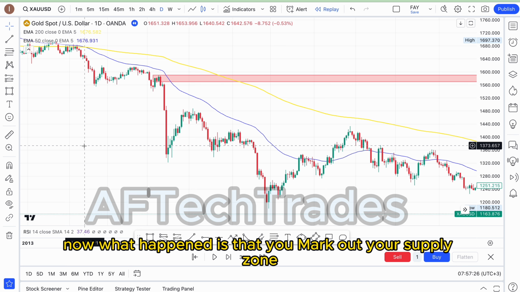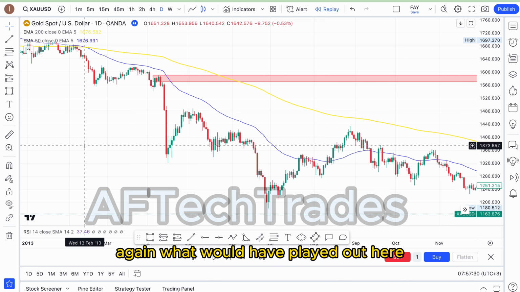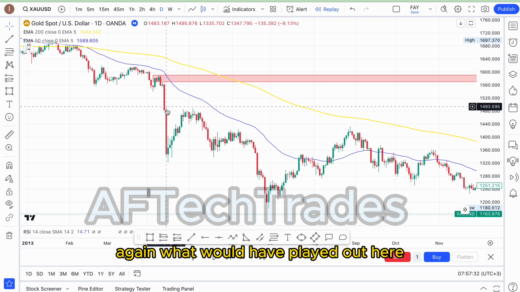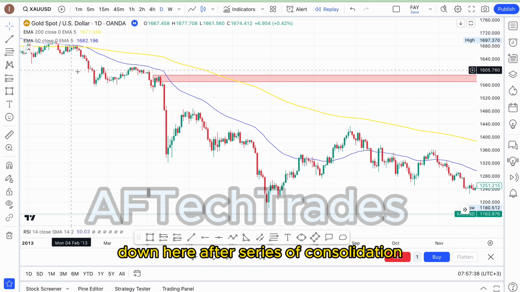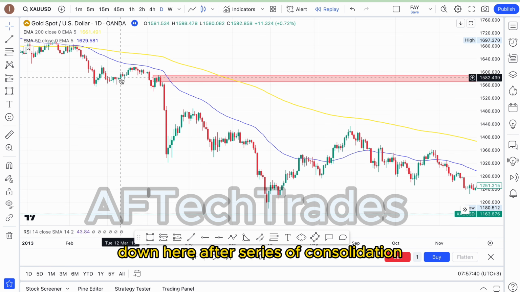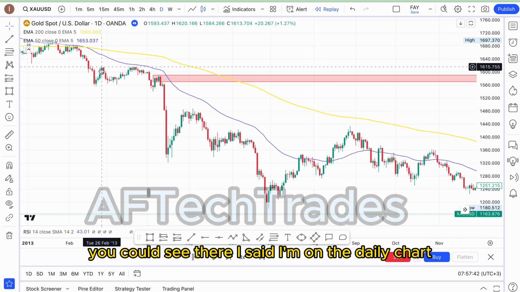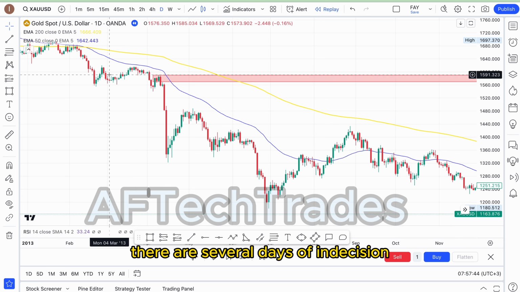Now, you mark out your supply zone. Again, what would have played out here, as I said, is that the big boys entered the market here. They forced the market down after a series of consolidation. You could see, I'm on the daily chart, there are several days of indecision.